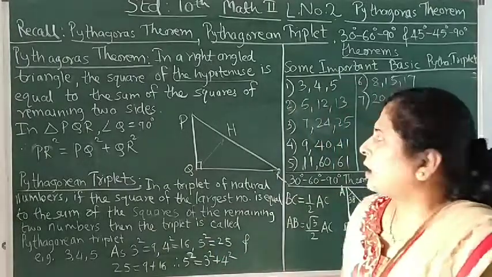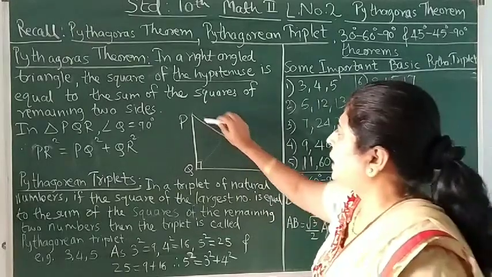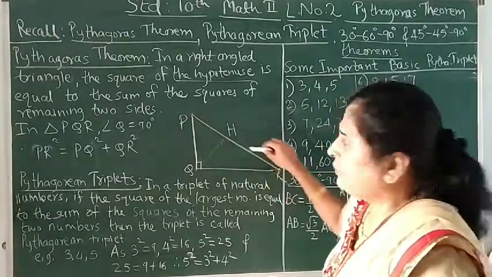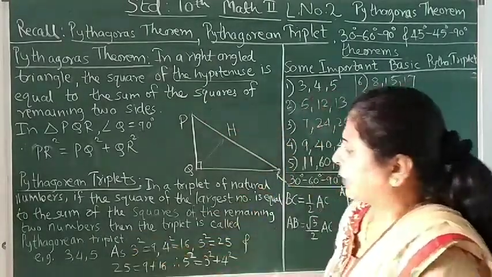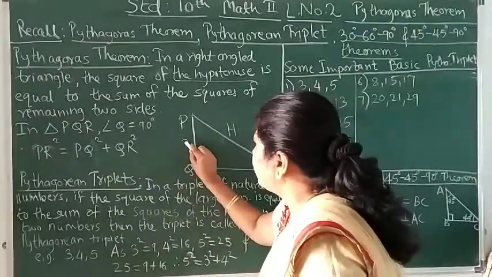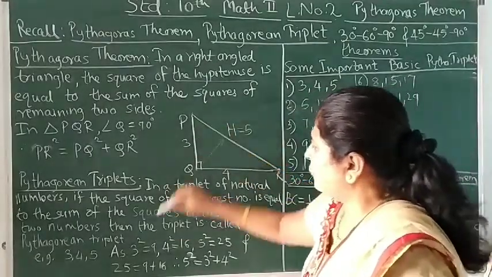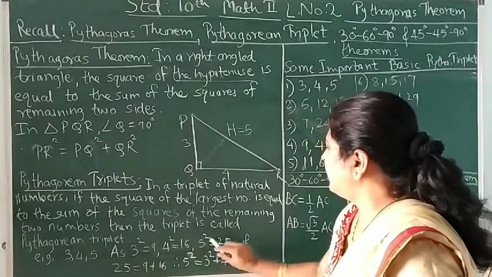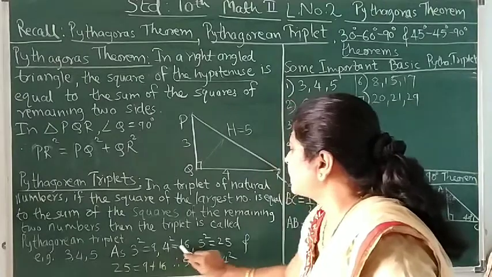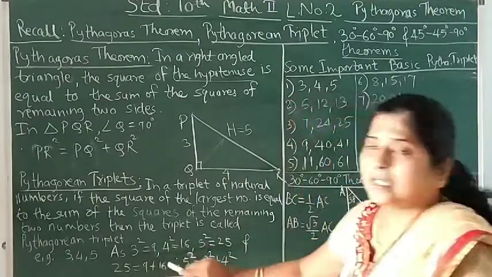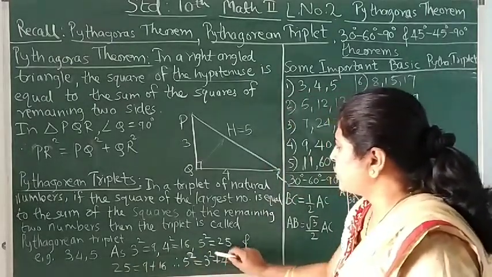Why is it called so? If these are the three sides of a triangle, we know that the hypotenuse is the largest side, and the square of the largest side. For example, let's take 3, 4, 5. Suppose this side is 3 and this side is 4 and this hypotenuse is equal to 5. So what are the squares? 3 square is 9, 4 square is 16 and 5 square is 25. And now 25 is equal to the sum of 9 and 16, whose addition is 25. It means 5 square is equal to 3 square plus 4 square.